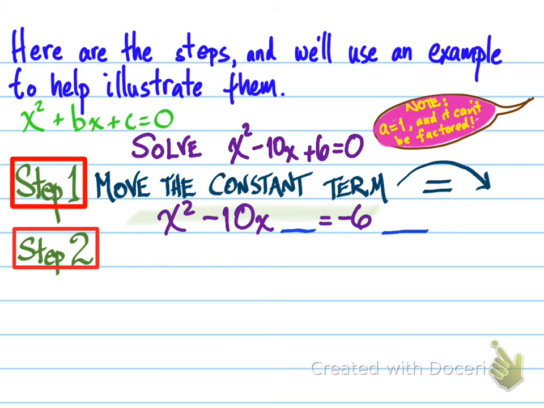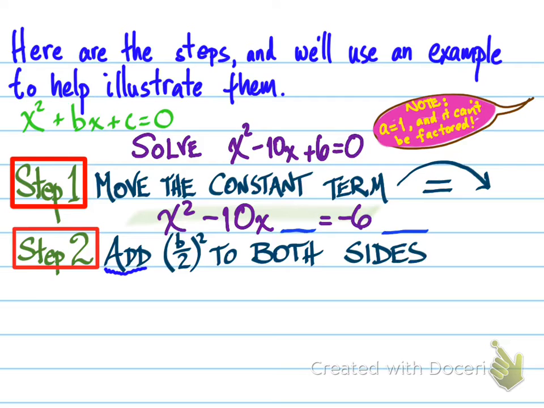You haven't really changed the equation. It's still true. And the number that we're going to add is very special. We're going to take the b term, take b over 2 squared, and add that to both sides of the equation.